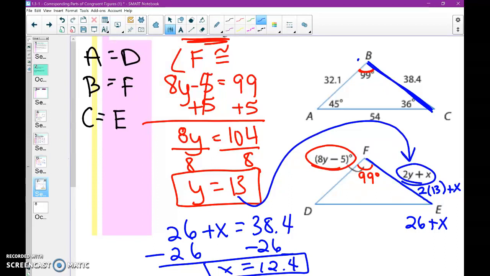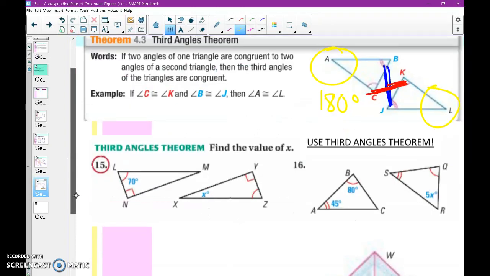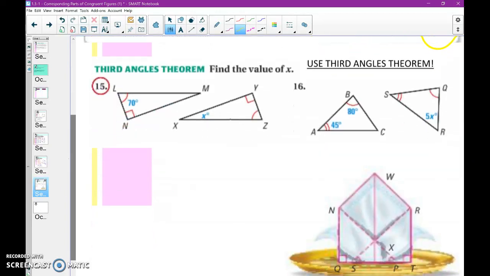The last piece I need to talk about really quickly is this third angles theorem. Basically what this is saying is if I know that two angles are equal in two triangles, like B and J are equal and K and C are equal, that automatically means that these third ones have to be equal to each other because all angles in a triangle have to add up to 180 degrees. Okay, so if I know two of them, automatically the third one has to be the same. That's basically what third angle theorem means. You can ignore this picture down here.